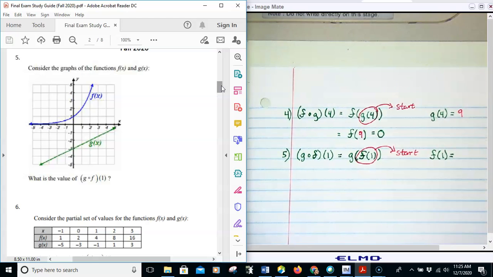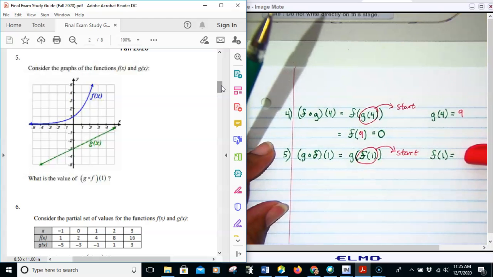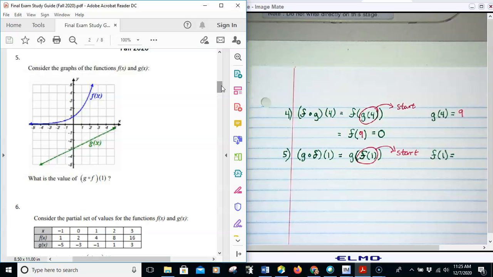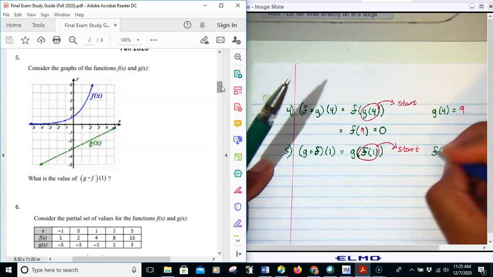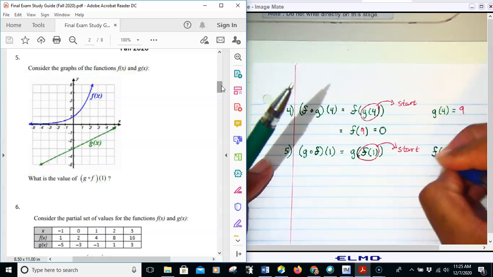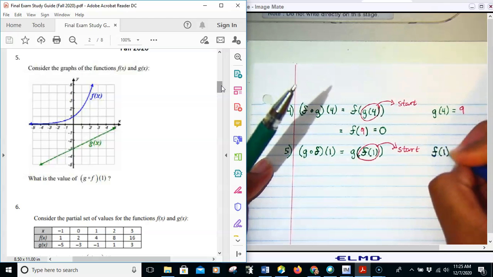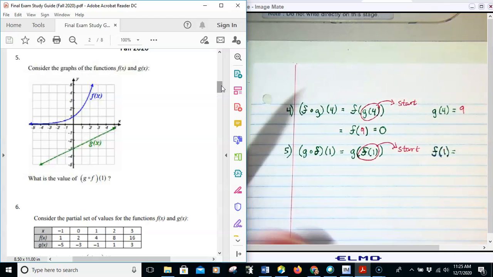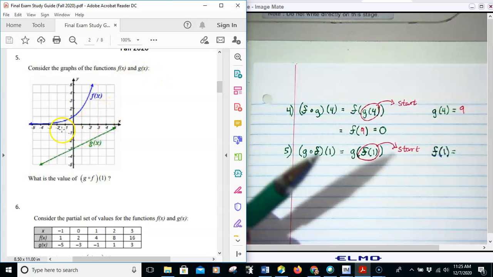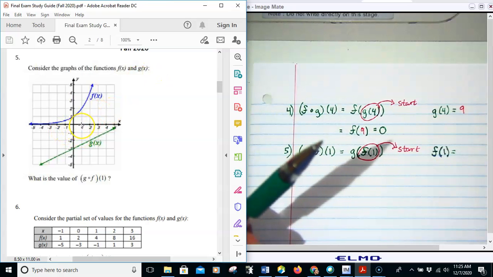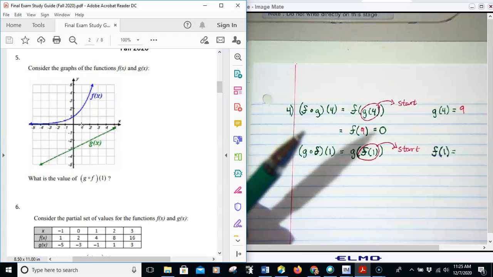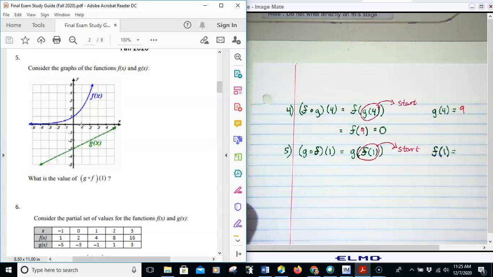All right, so here we're doing f of 1. So again, we're looking at the f function. When x equals 1, we're trying to find out what our y value is. So we have to go to the blue graph, which is f. We go up to f, and we see that the answer is 2. So when x equals 1, your answer is 2.